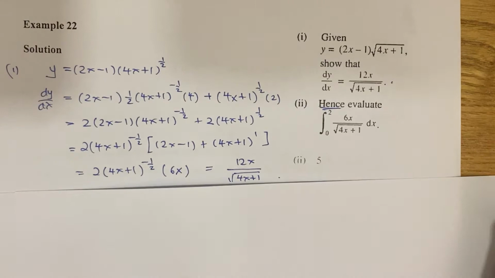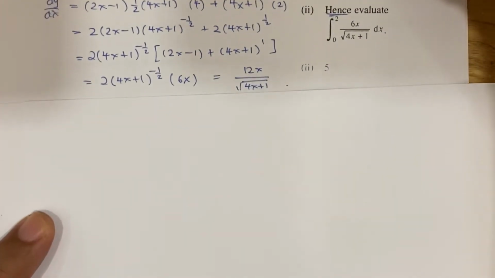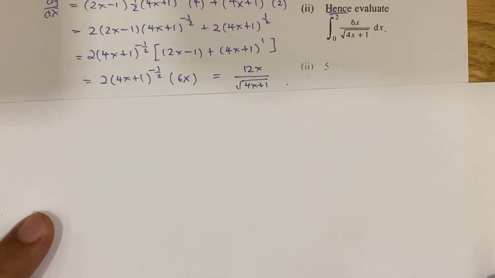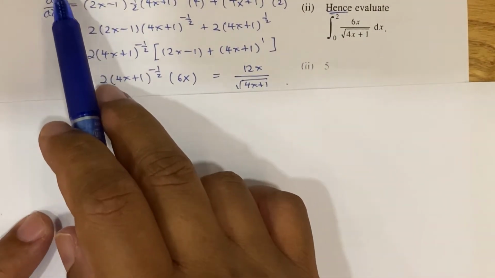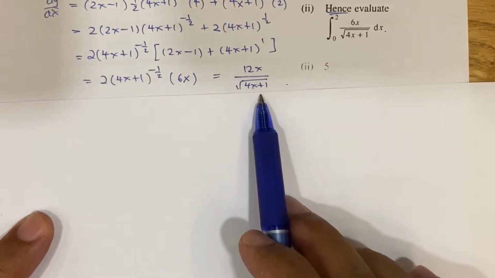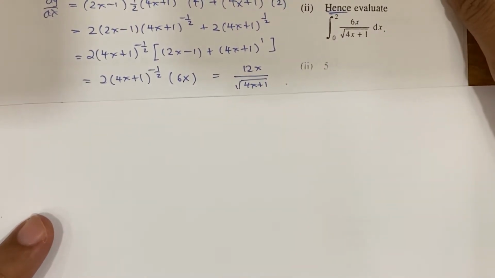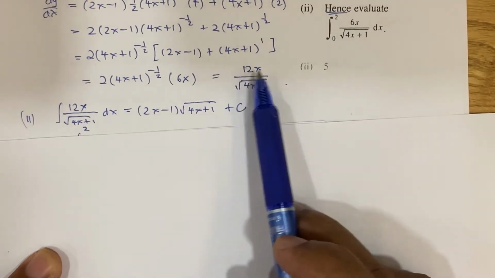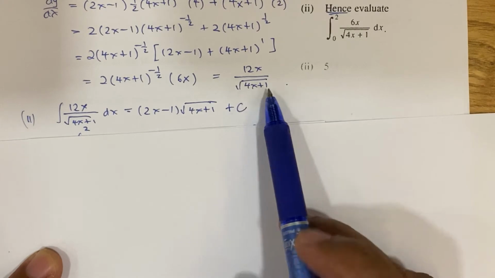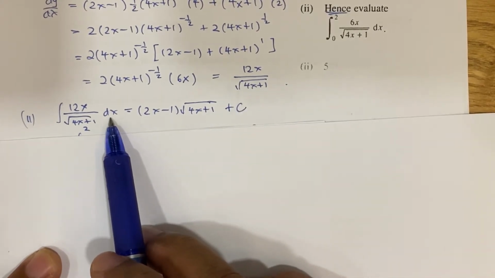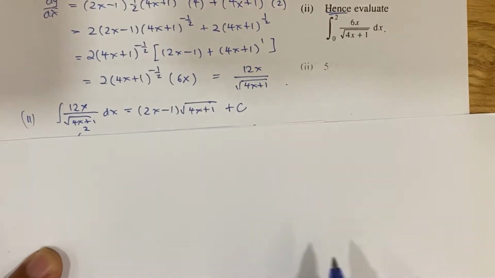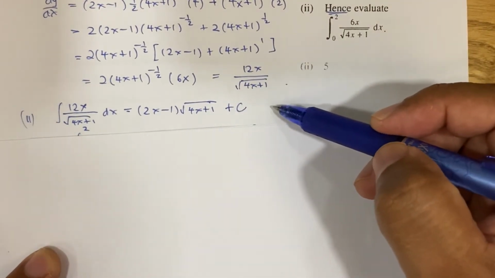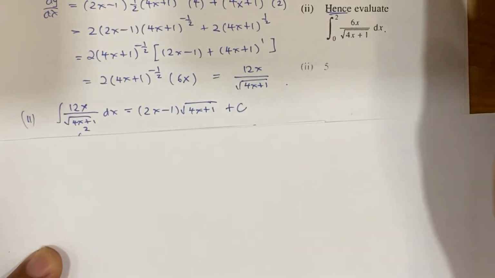Now for part 2, please take note the word is hence. We got to use part 1 to evaluate part 2. If we got y here, and we differentiate y, we got this. So we should be able to see this. So the integration of 12x over square root of x plus 1 with respect to x will give you back the function. And remember, this is plus c. This is still an indefinite integral. We need to write plus c.